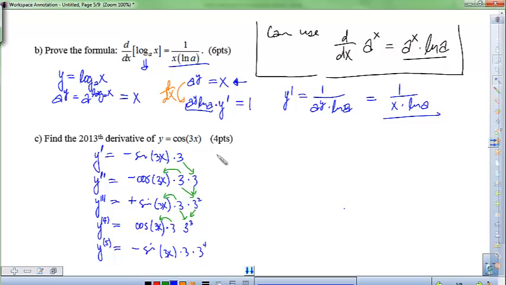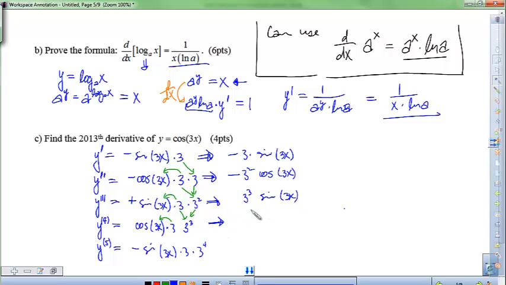But let's get this fixed up a little bit. This is negative 3 times sine 3x. That's the first derivative. The second derivative is negative again, and then there's two 3's, so we'll call it 3 squared cosine 3x. The third derivative is now positive, and there's three 3's in the third one, so that's 3 to the third. This is a sine 3x.